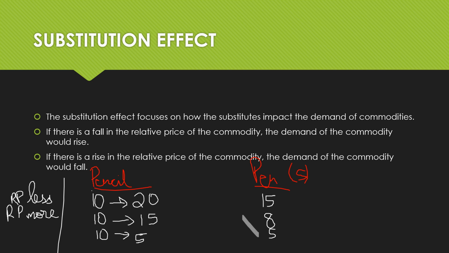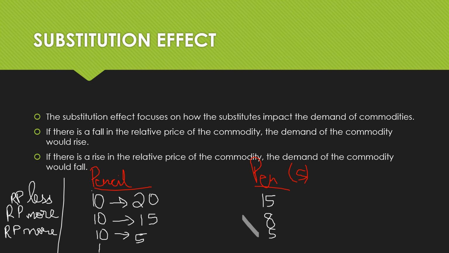So what is happening in the case of relative price? Is the relative price more or less in this case? The relative price of pencil is more than the price of pen. So the relative price is more. Since the relative price of pencil is more than the price of pen, that's why there's a fall in demand. Now let's take another example for the purpose of understanding.